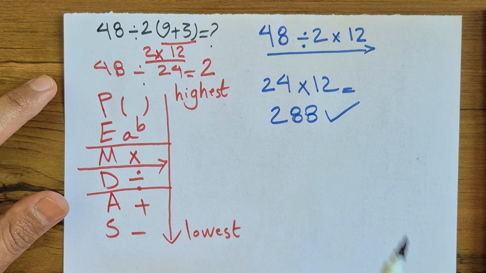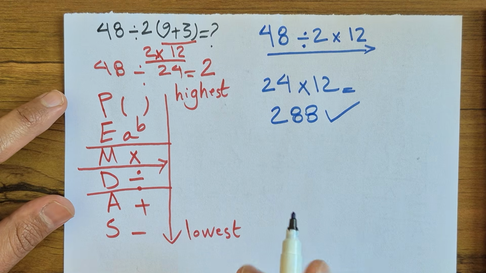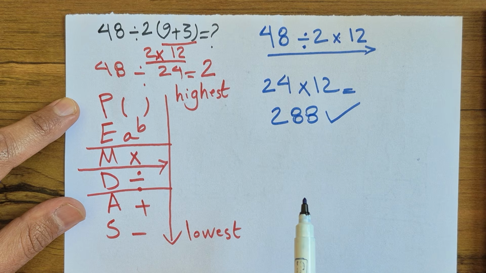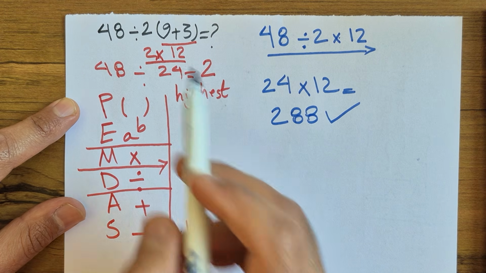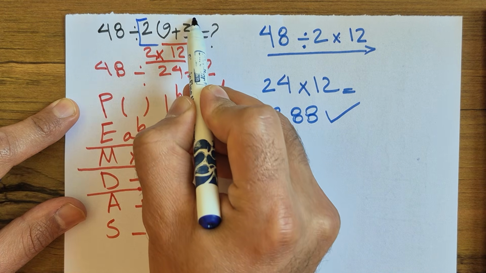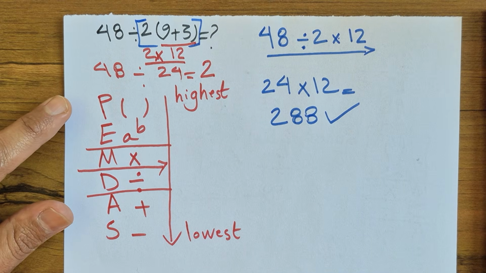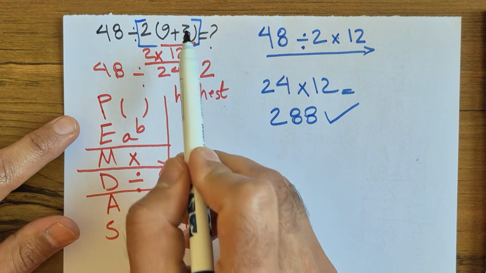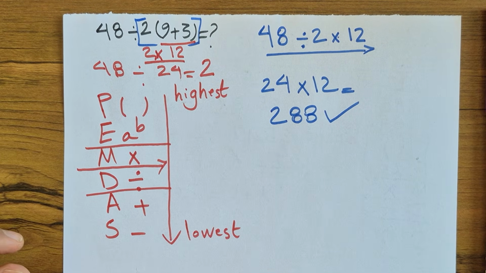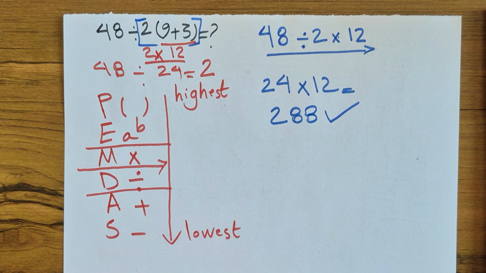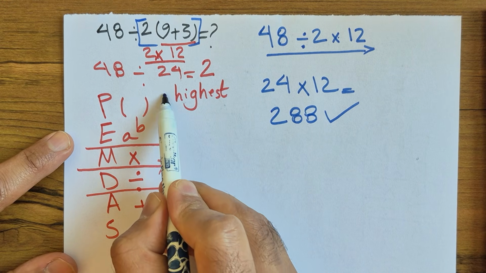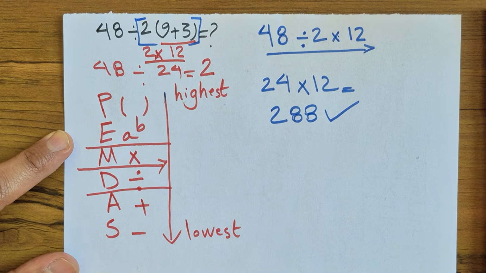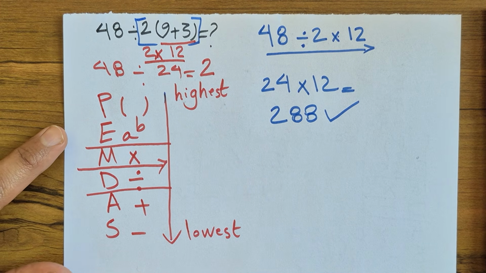But now, your mission, should you choose to accept it, is what would the answer be if, let's say, here it was inside a bracket. So 2 times open parentheses 9 plus 3 close parentheses, everything was inside a bracket. So what would the answer be? And where does bracket stand inside this PEMDAS? So in PEMDAS we don't have any brackets. So how would you deal with brackets?